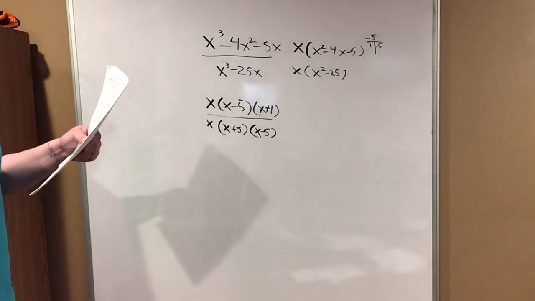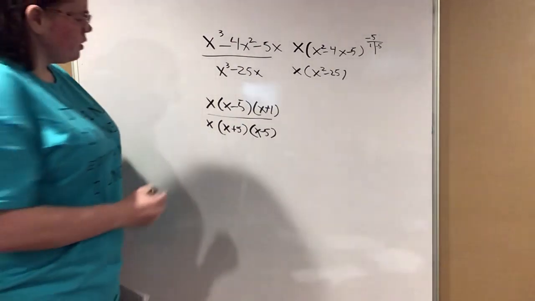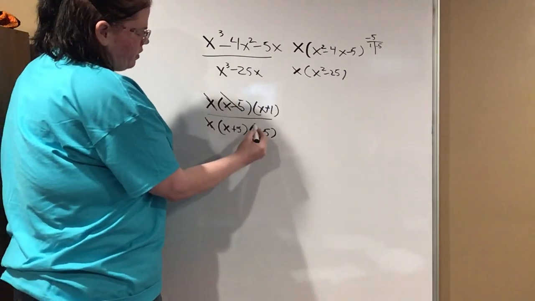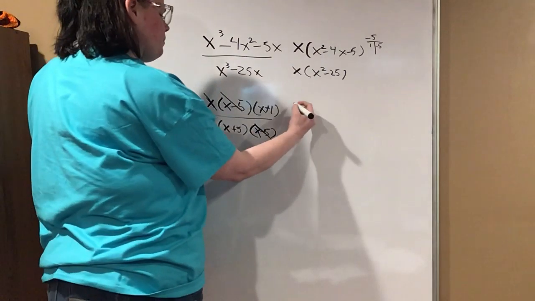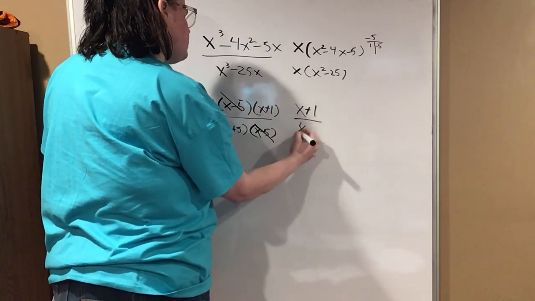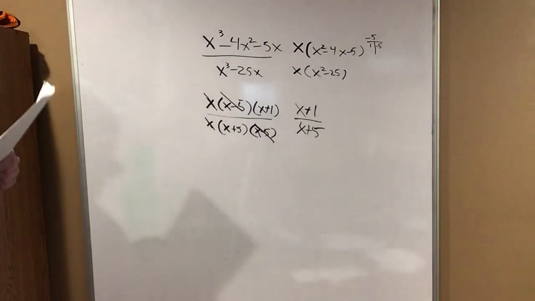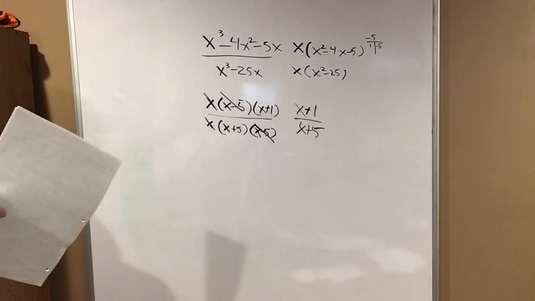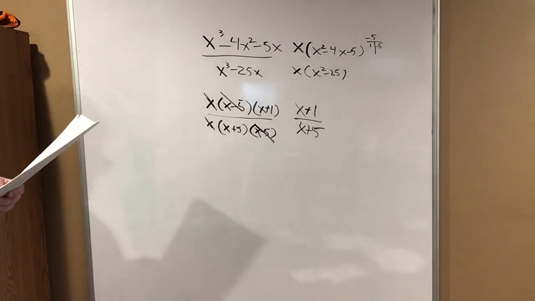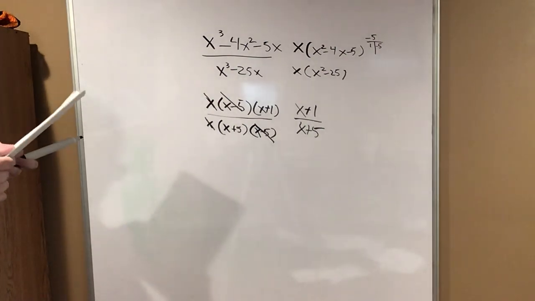Now that we have that, we're going to cross out what is common. My x's are common, and my x minus 5s are common. So really, my answer is x plus 1 over x plus 5, and you have just rationalized that expression. Sound good? I hope you guys are kind of following me on this.